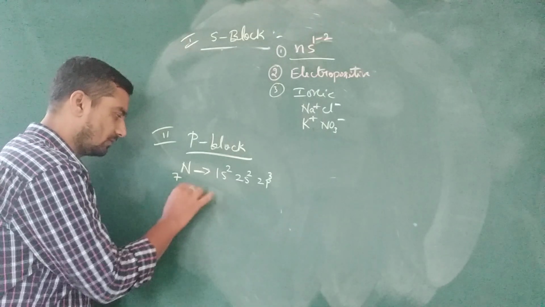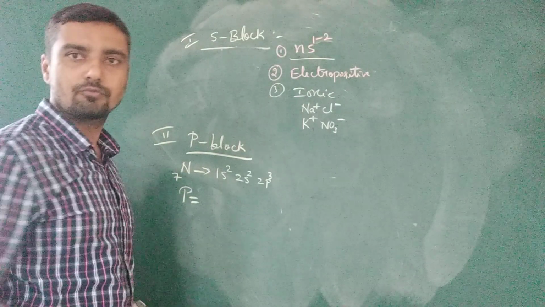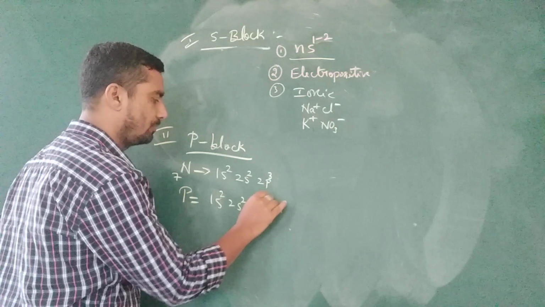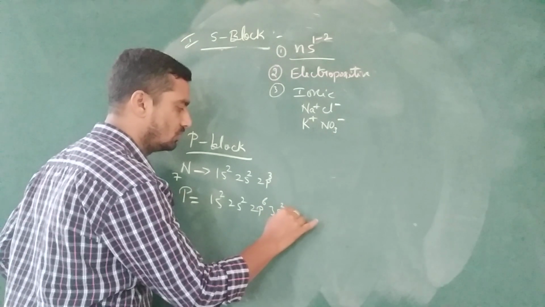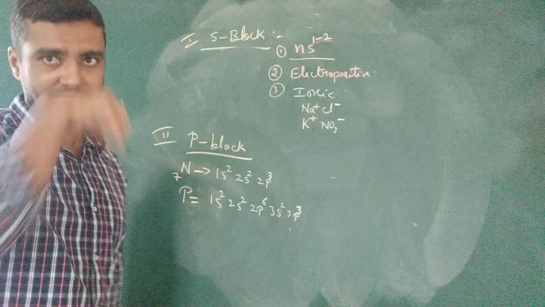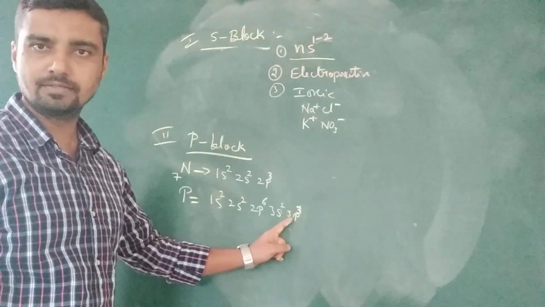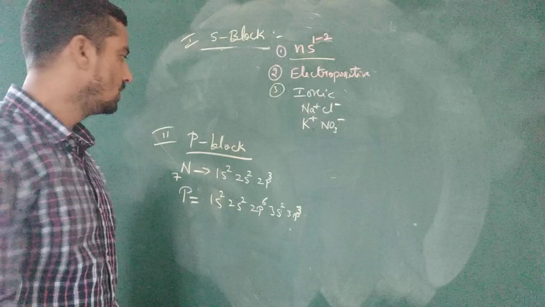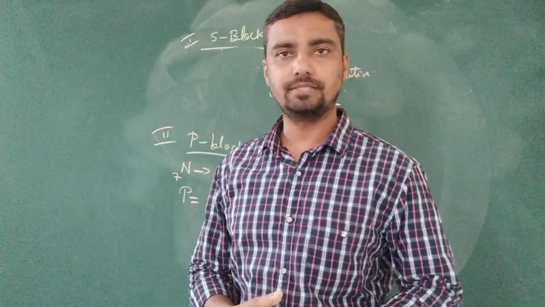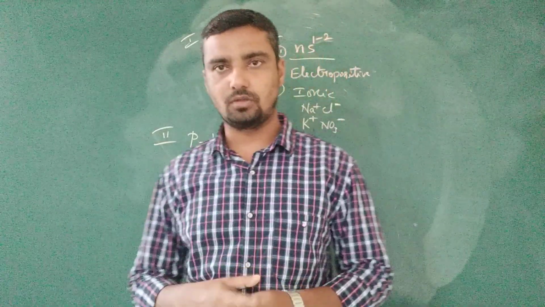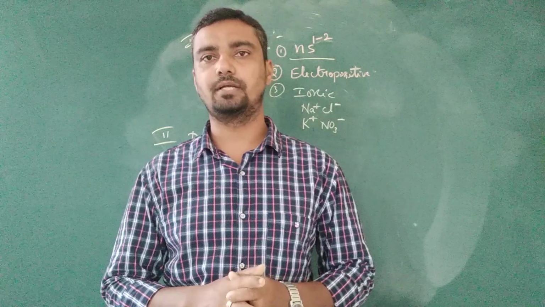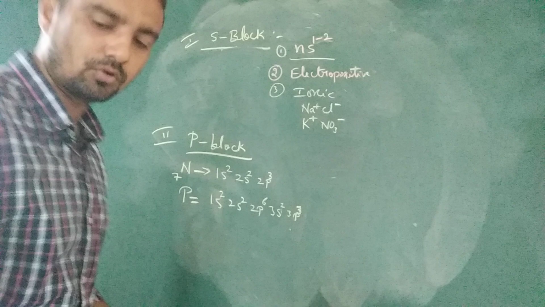Understood? Let's take one more example, phosphorus. 1s2, 2s2, 2p6, 3s2, and 3p3. Atomic number is 15. Again, the last electron has been filled in the p orbital. That's why these elements have been placed in the P block, because the differentiating electron, the last electron, has entered the p orbital.